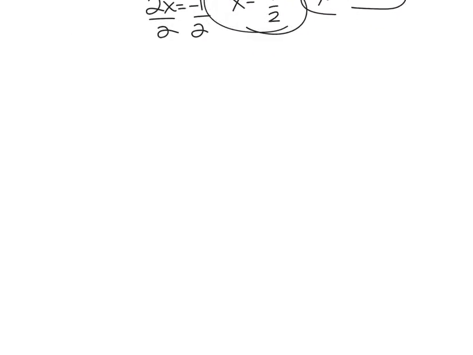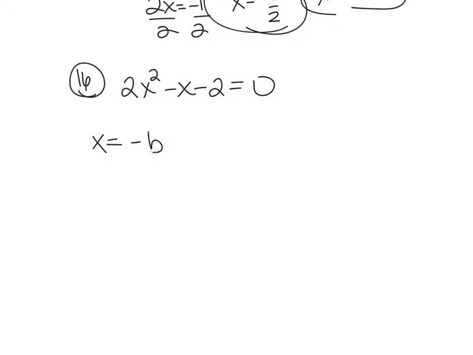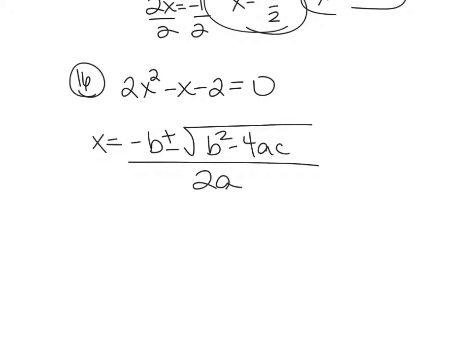All right, let's do a problem that doesn't simplify as nicely. Number 16, let's write down 2x squared minus x minus 2 equals 0. And you can try to factor it, but it's not going to work out. So as I'm sure you remember, we have the quadratic equation. x equals the opposite of b plus or minus the square root of b squared minus 4ac all over 2a. So this is a, the negative 1 would be b, and negative 2 would be c.